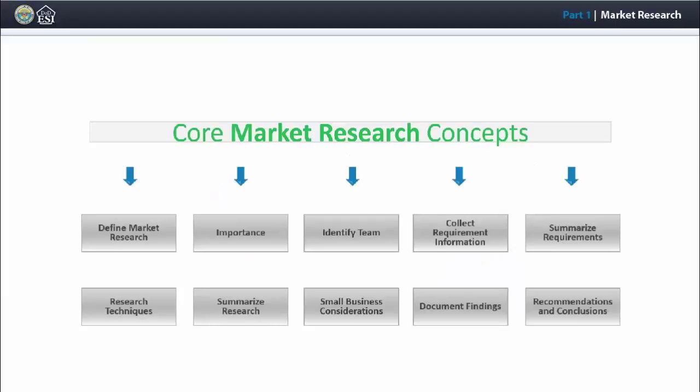In this three-part tutorial, we will address the following key concepts. What is market research? Why is it important? Identifying market research team members, collecting high-level requirement information, summarizing the requirement, market research techniques, summarizing your research, identifying the small business considerations, documenting your findings, and documenting your recommendations and conclusions.